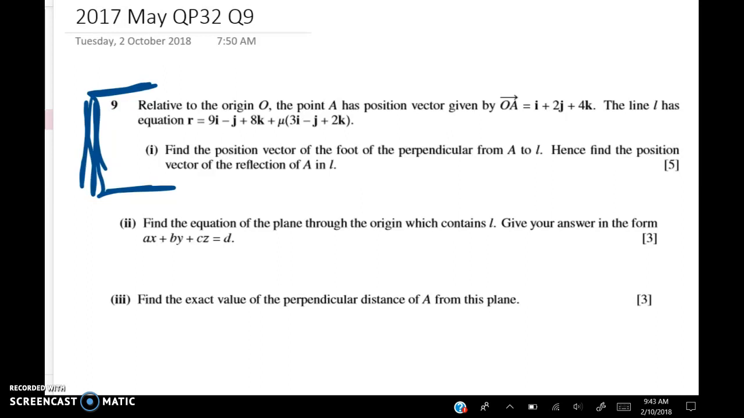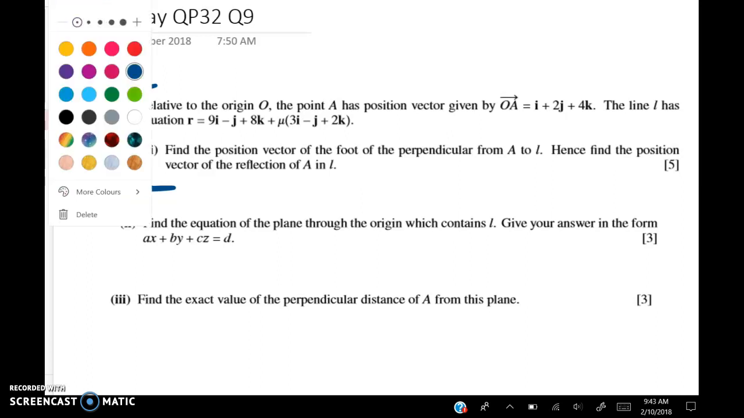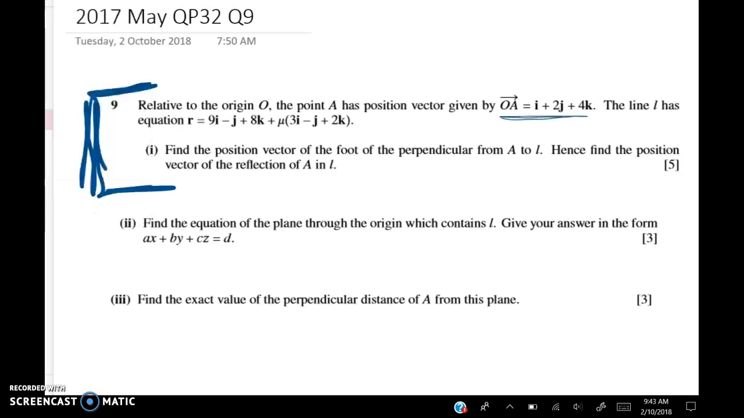So just have a look at what we've got. We've got a position vector A, and that's given by this. And then we've got a line L, so we've got the vector equation of a line. The first thing we have to do is find the position vector of the foot of the perpendicular going from A to L. And then we have to take that and reflect that line segment in the line and find the position vector of the reflection. Now that sounds hard, but that's actually a really straightforward thing to do if you just have a decent diagram in front of you.